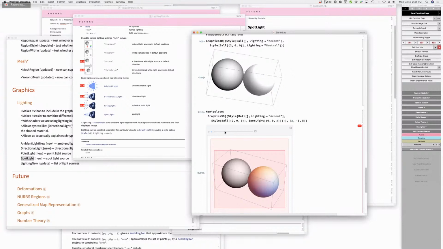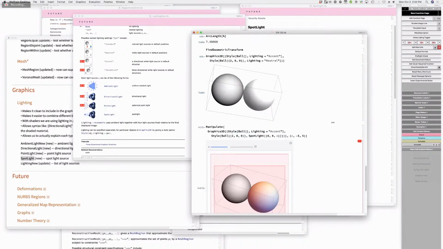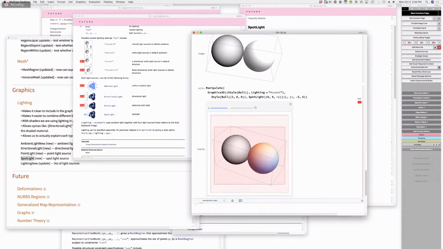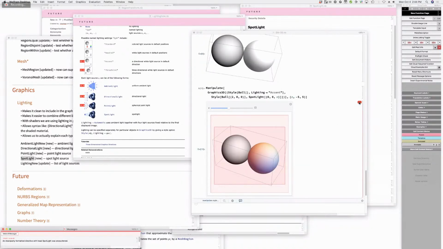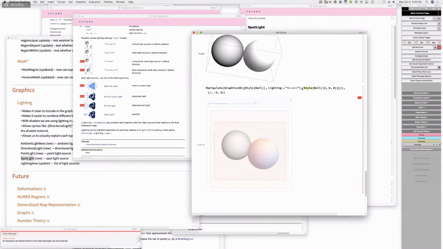Not happy. What's it saying here? An improperly formatted directive with head spotlight was encountered. So something is wrong. I assume it is supported in style, right? It needs to be, right? Yeah, we'll check that. Does it work if you say lighting arrow, spotlight?